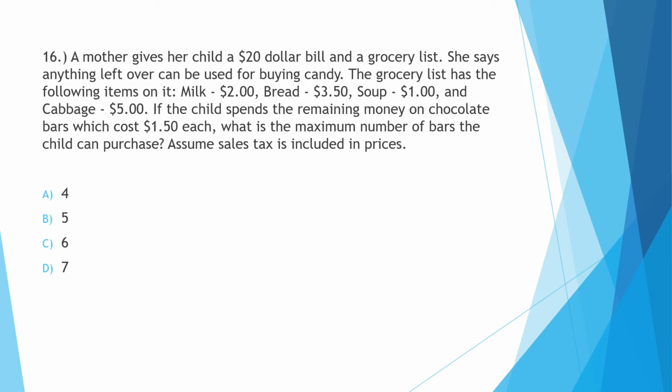Assume sales tax is included in prices. So, once we take away all of our purchases from the $20 bill, what's left, and then how many times can $1.50 go into it?